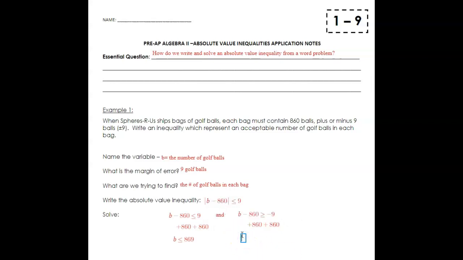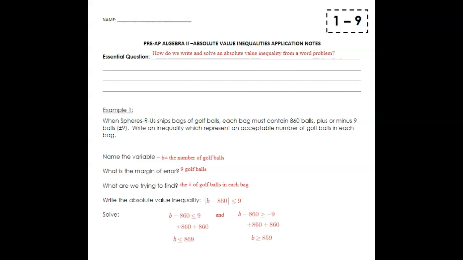And once I add 860, I'll have b on the left side. I'm going to insert my symbol of greater than or equal to. And negative 9 plus 860 is really 860 minus 9, so it's 859. So there is my second inequality.